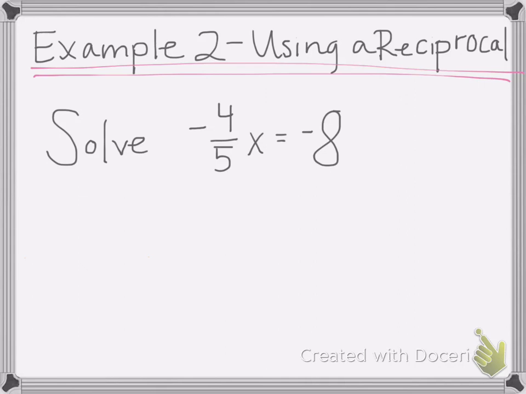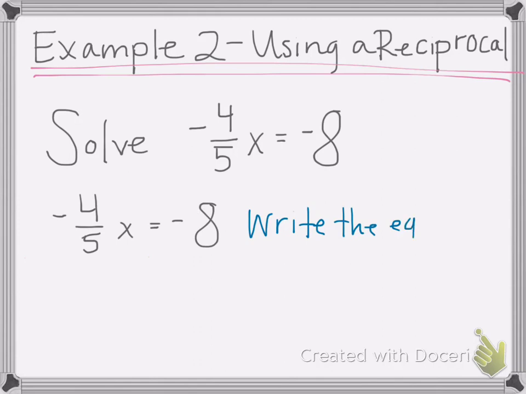Okay, moving on. Example 2, using a reciprocal. Remember, a reciprocal is a fraction that is flipped. It's the opposite fraction. So if it's 4 over 5, it should be 5 over 4. So how this works out is you have 3 steps again. First, you write the equation. So you have negative 4 over 5 x equals negative 8. If you do this step wrong, then your whole answer will be incorrect. So please do not forget any negatives. Step 1 was to write the equation.